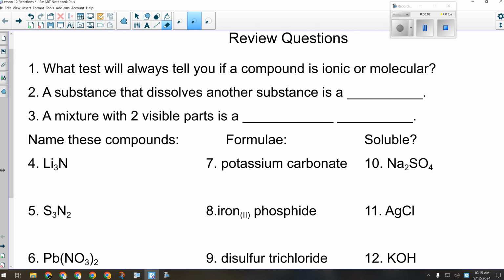Okay, so what test will always tell you if a compound is ionic or molecular? Conductivity test. Okay, so conductivity test is what we kind of call it for short. What did I call it? What was the other term? It was something conductivity. Started with A. Well, the aqueous conductivity test.